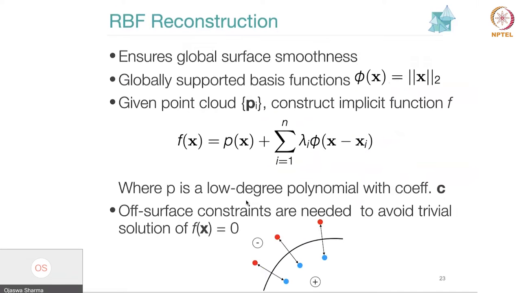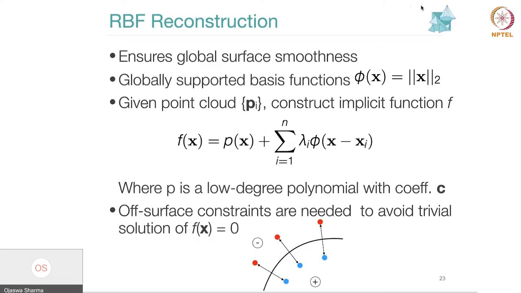So two algorithms we are going to discuss today. The first one is the RBF reconstruction. RBF stands for radial basis functions. An RBF reconstruction gives you a globally smooth surface, and you have globally supported basis functions, for example phi(x) equals x, and the magnitude of x.